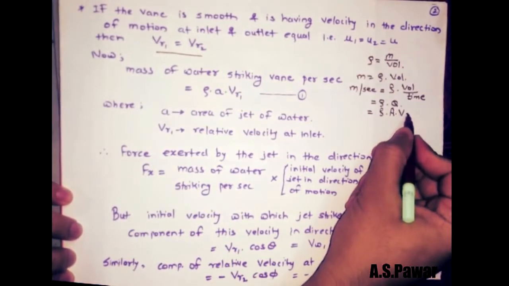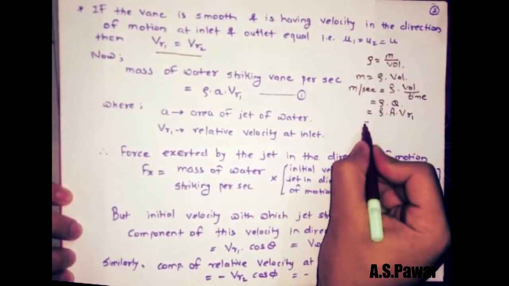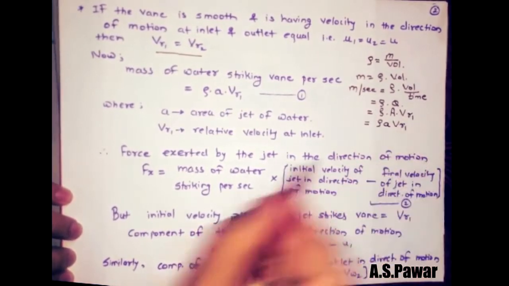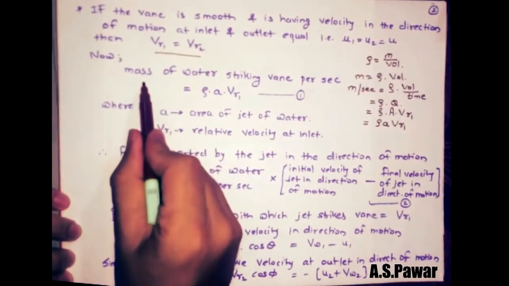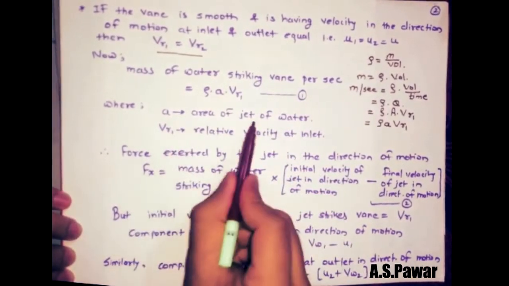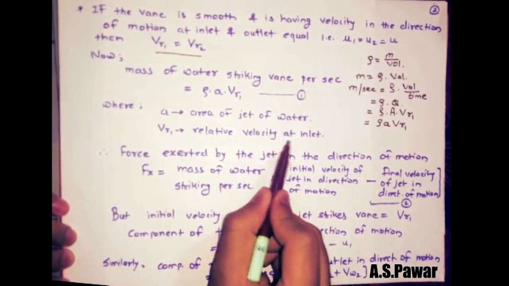And discharge, from the continuity equation, is equal to area into velocity. In this case we have to consider the relative velocity at inlet, so it will be vr1, and I am going to denote area as small a. So the equation is rho a into vr1. We'll call this equation number 1, where a is the area of the jet of water and vr1 is the relative velocity at the inlet.